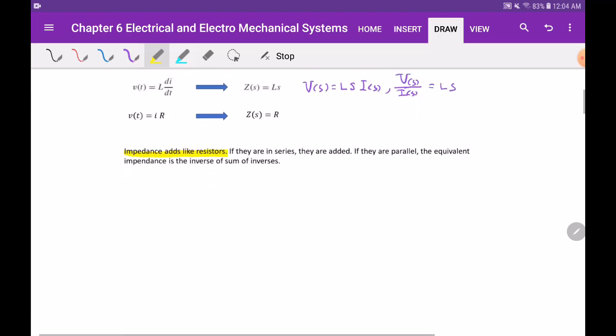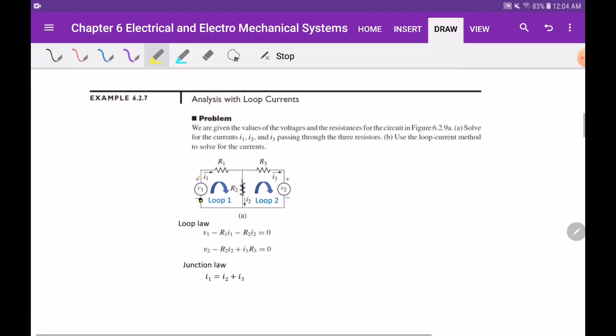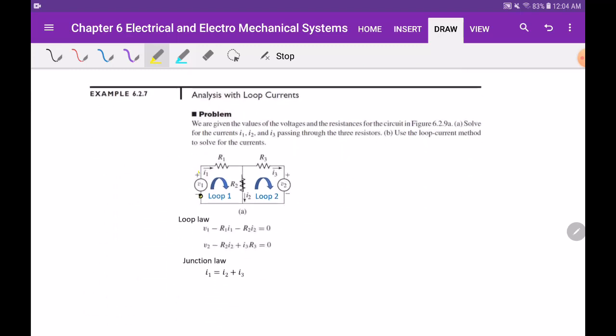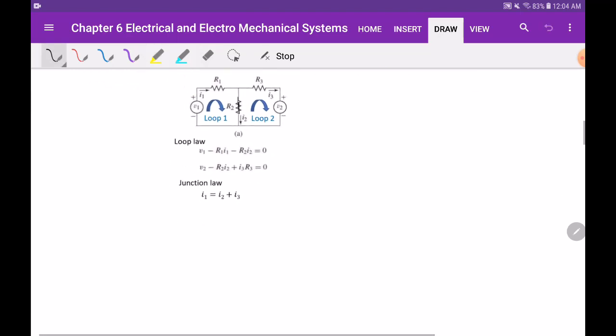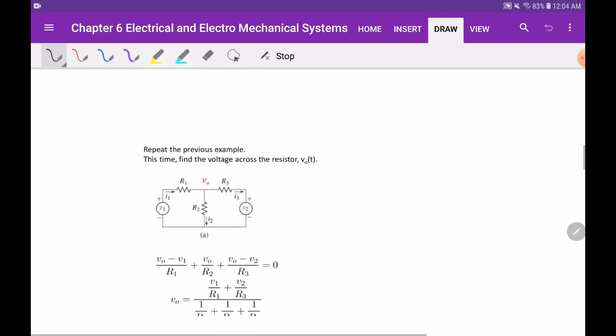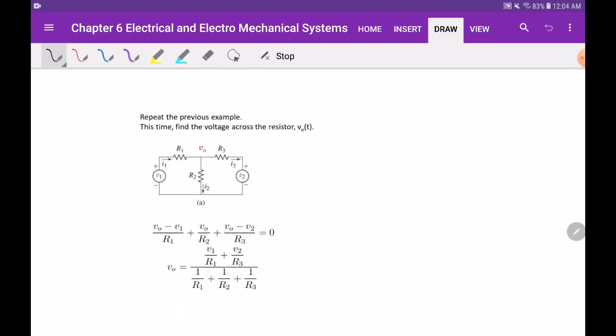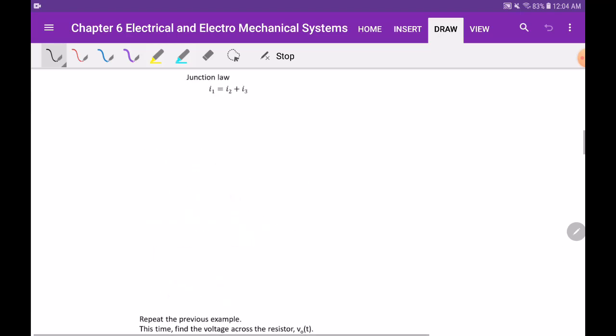So next one is a book example. I think I did a similar problem already, so you can practice. You can make yourself understand what these equations are. I'm going to actually teach you a different technique. Before I actually use impedance, I'm going to use a different technique of solving the same problem.